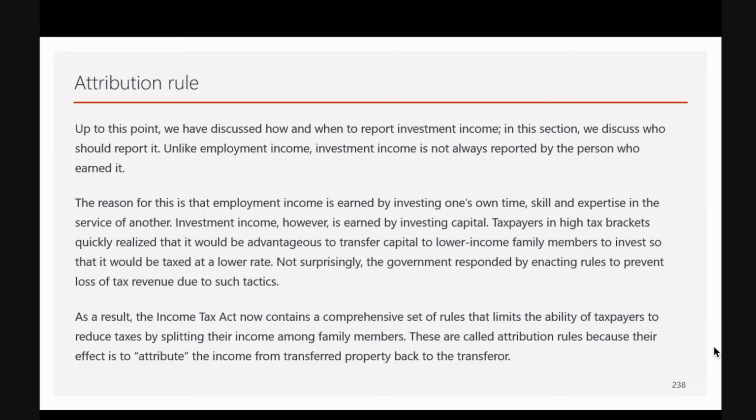So that's what the attribution rule means. If you transfer your funds to a lower income person, then when you report the tax, the investment income tax is still attributed back to the person who transferred it. That means it goes back to the transferor.